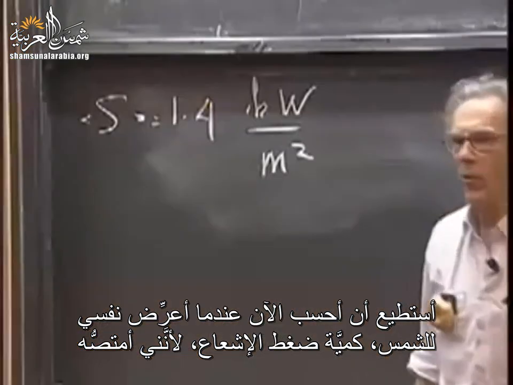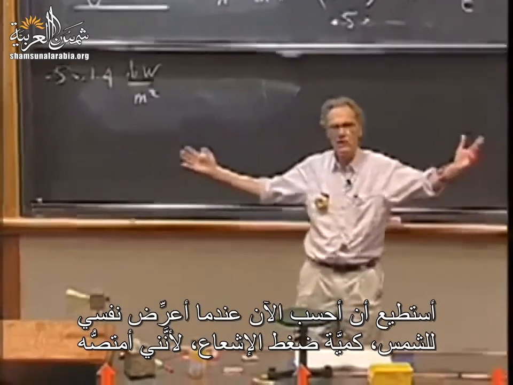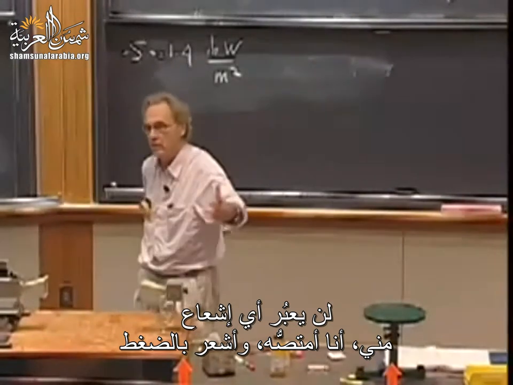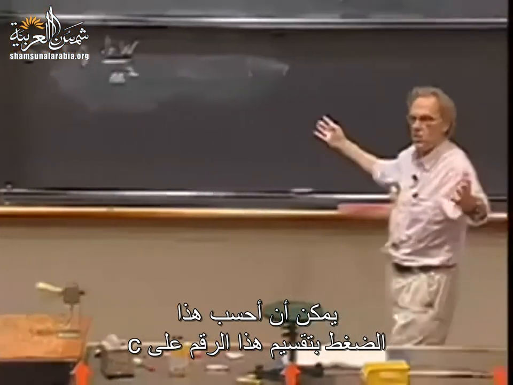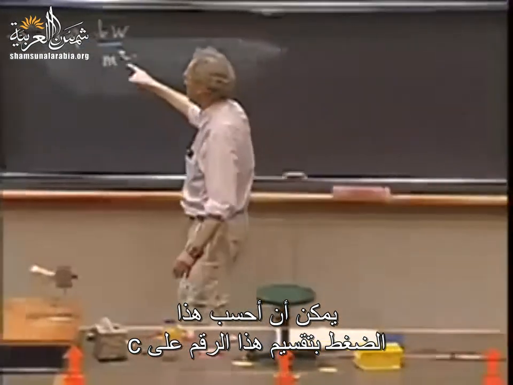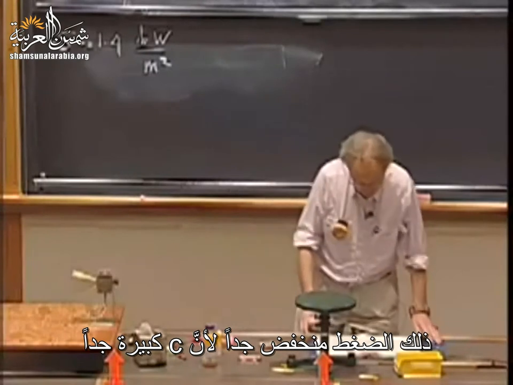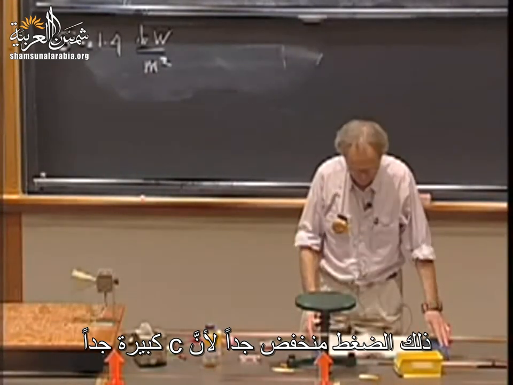So I can calculate now, when I expose myself to the sun, what the radiation pressure is, because I absorb it, you better believe it. None of that radiation goes through me. I absorb it, and I feel a pressure. And I can calculate that pressure by taking this number and dividing it by c. That pressure is very, very low, because c is huge.